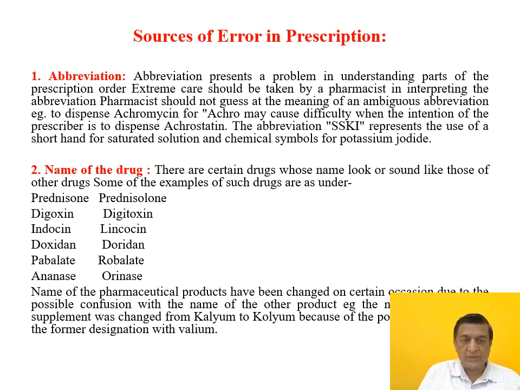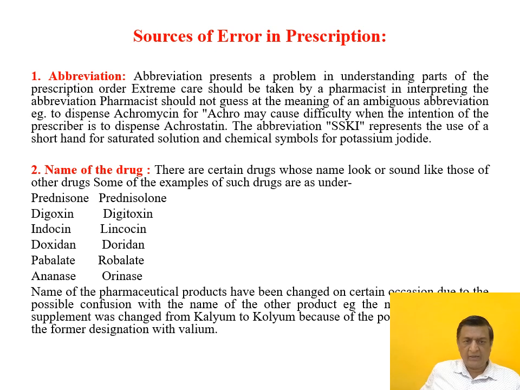Example: to dispense acromycin for acrohemid may cause difficulty when the intention of the prescriber is to dispense acrostatin. The abbreviation SSKI represents the use of a shorthand form of saturated solution and the chemical formula of potassium iodide. So such abbreviations should not be used. Everything should be clearly written.